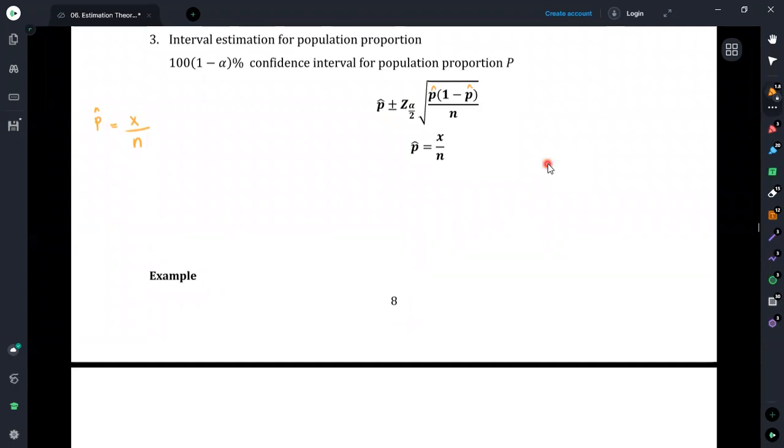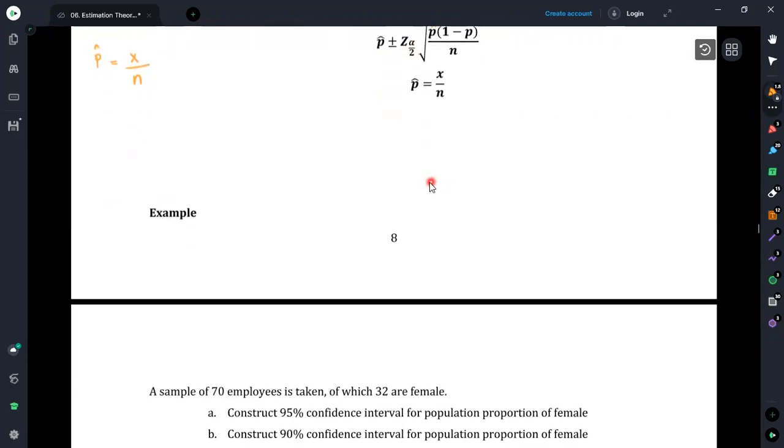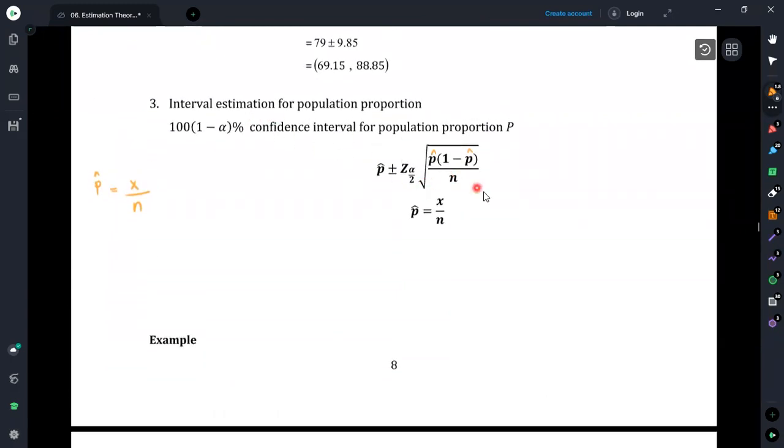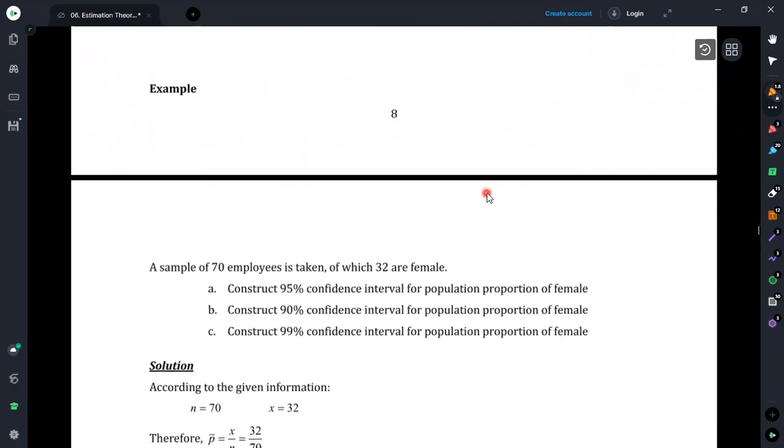Since I have explained all the necessary things associated with obtaining this Z alpha over 2, in this session I am not going to discuss all these matters again and again. Therefore, without taking much more time on the explanation of the Z alpha over 2, we will directly move to the example related to obtaining the interval estimation for the population proportion.